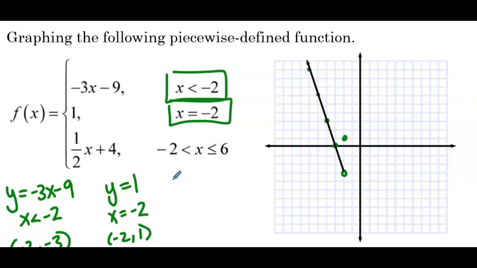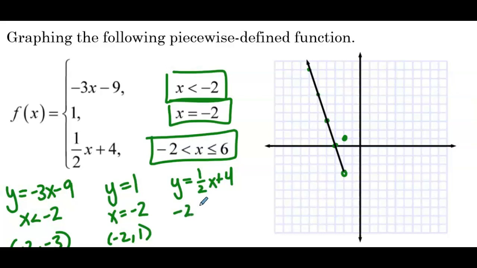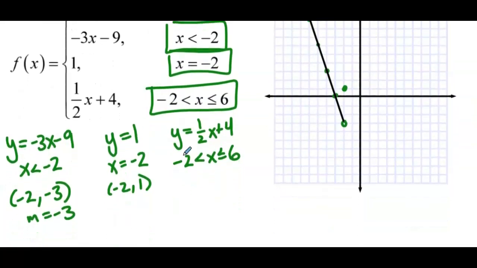And the last piece of our function, y equals 1/2 x plus 4, on the restricted domain, -2 is less than x, which is less than or equal to 6. So this restricted domain is bounded, right? It has endpoints. So when x equals -2, we substitute -2 in for x. We'd have 1/2 times -2, which is -1, plus 4 is 3. And then when x equals 6, substitute that in. We'd have 1/2 times 6, which is 3, plus 4, which is 7.